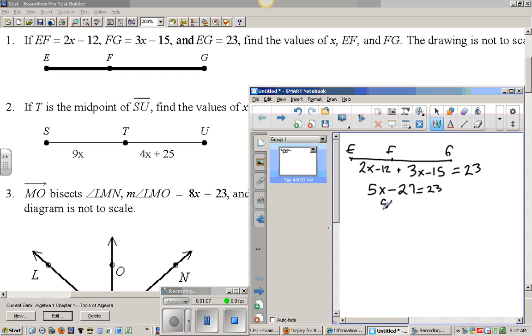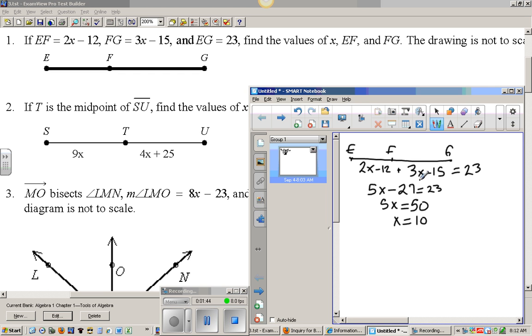Moving across, 5x is equal to, what is that, 60? So x equals 12. That's not all that it asked me to solve. It says for x, EF, and FG. Did I add wrong? I did add wrong. That's what I get for doing it in my head. So x is 10. That's why we need calculators.